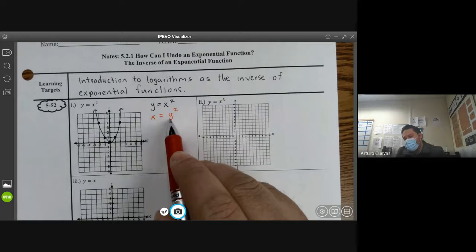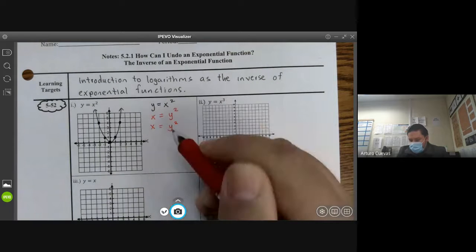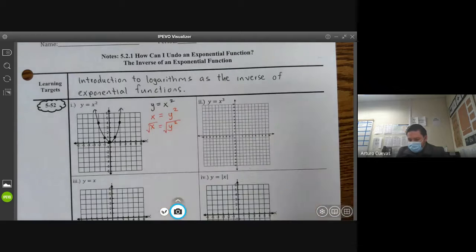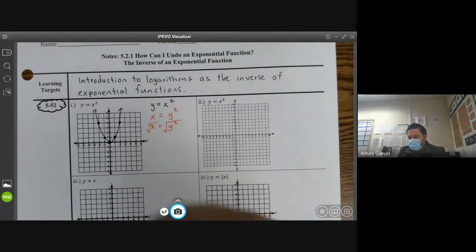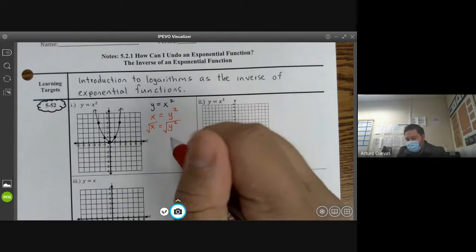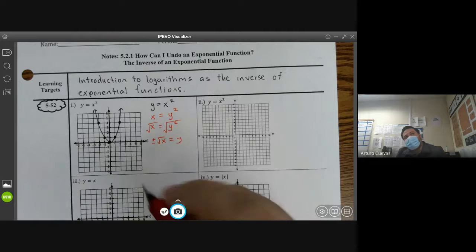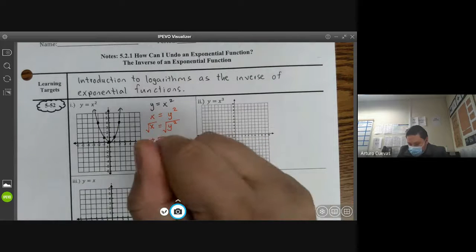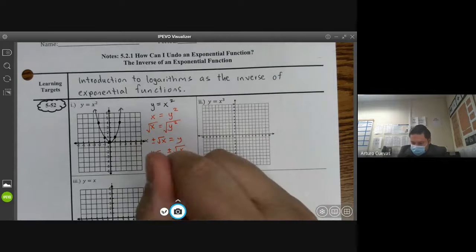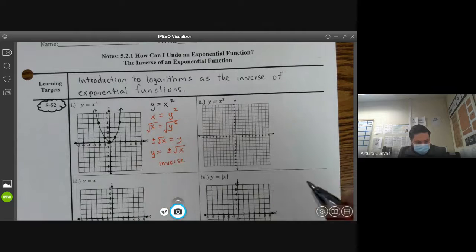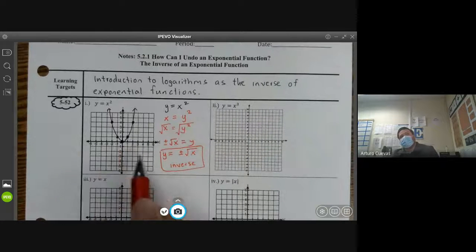If I want to get the y by itself, what do I have to do to both sides? Take the square root of both sides. Now, do we need a plus or minus? Yes. If we take the square root of both sides, we need plus or minus. So plus or minus square root of x equals y. I'm a little OCD, so I want to put the y on the left side. So y equals plus or minus square root of x. This is the inverse. So the inverse of x squared is plus or minus square root of x.